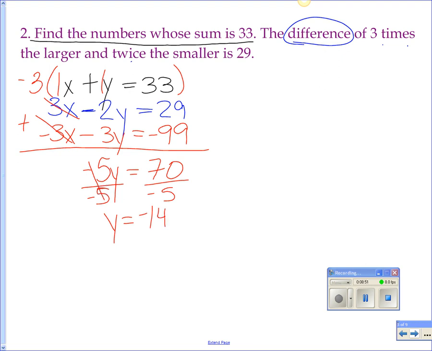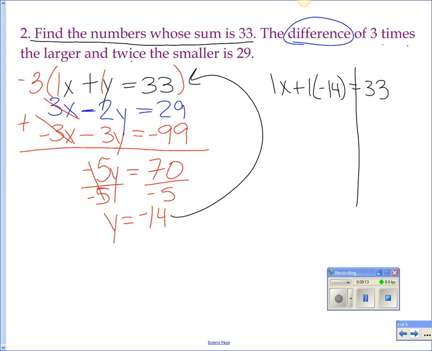All right, Andrew, help me plug it back in. What do I write? That's fine. I know what you're saying. Plus 1, parentheses, negative 14y. Yep, I don't put the y because I know it was.